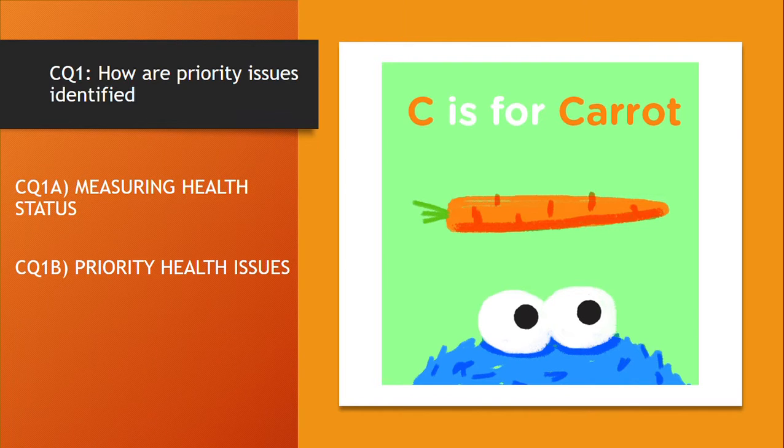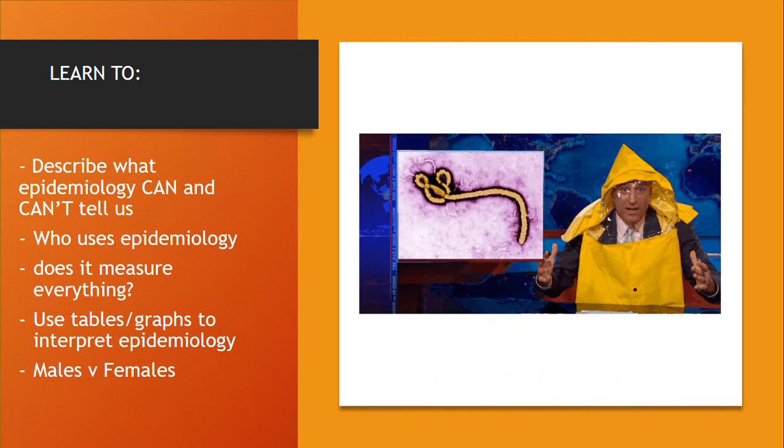1A is measuring health status, so looking at epidemiology, who uses it, how is it gathered, and of course what are the limitations of epidemiology. And critical question 1B is health priorities, prioritising health issues, so how do they identify and prioritise, and what are the national health priority issues.